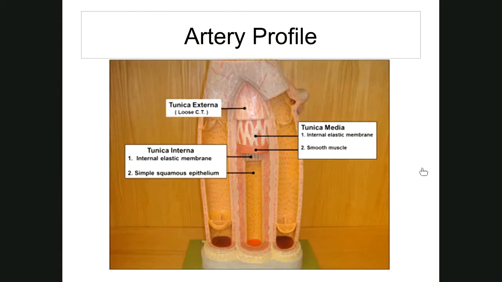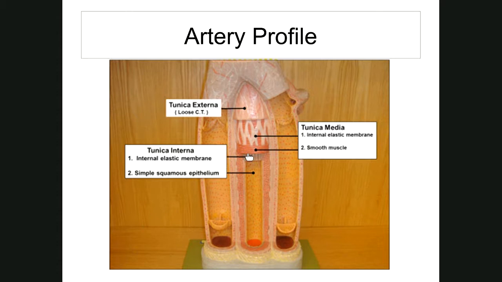Now looking at a model here that we could look at, we can see parts just like we did on the previous slide. Arteries are composed of three tunics. Now this is the artery here, the vessel in the middle. You see how this model splits at the top. Those are a vein on the left and a vein on the right, and the artery in the middle.